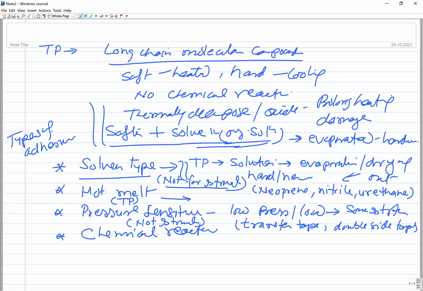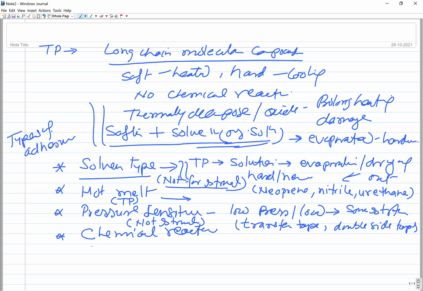Okay. The common examples of these adhesives include, okay, I'll talk about these names a little later.